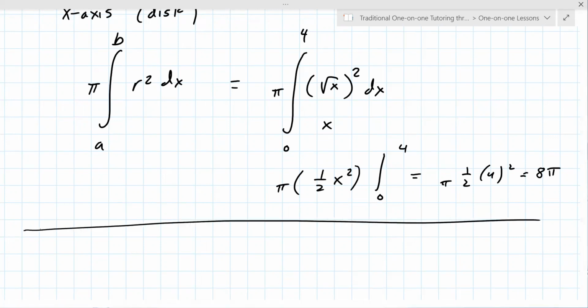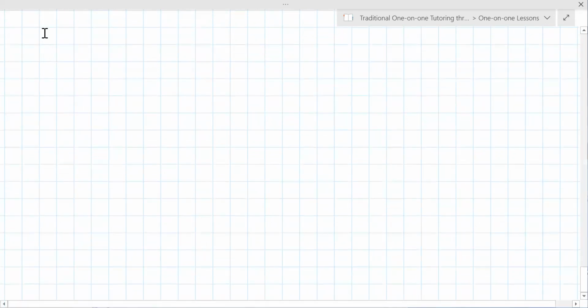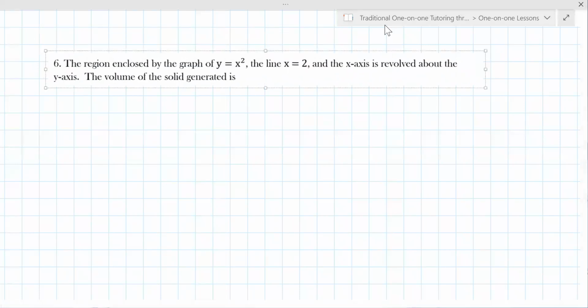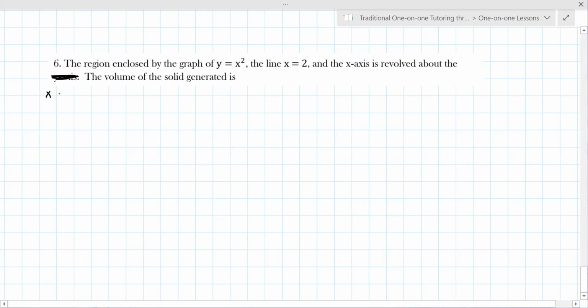So let's look at number 6 together. We have not done a washer problem. This one appears to be a washer problem. I'm going to make just a couple of changes though, because I want to do it around the x-axis first to make this more pleasant. So the first thing is we're going to graph this region. You know that x squared looks like this right here, and y equals 4 looks like that.